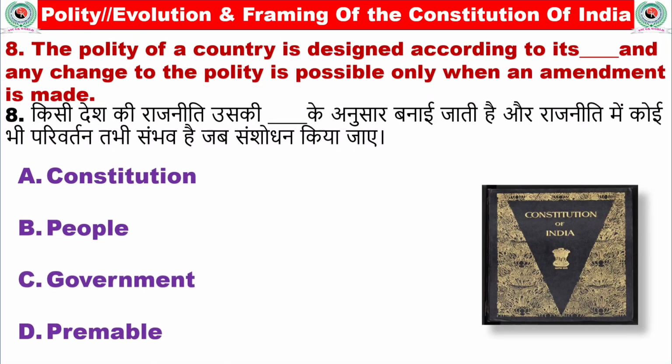Next, the polity of a country is designed according to its dash, and any change to the polity is possible only when an amendment is made. The correct answer is option A. Constitution.